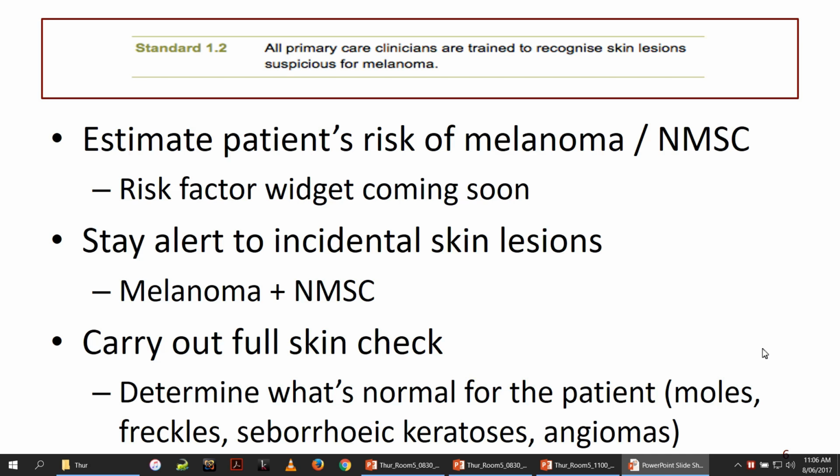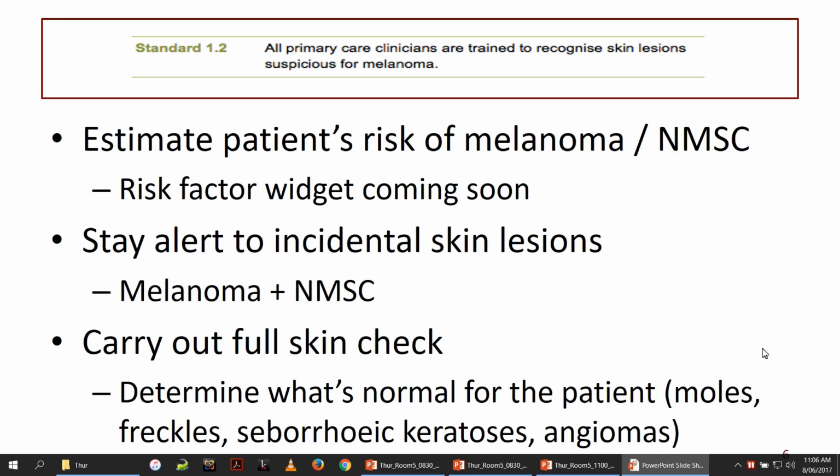And there is a new risk factor widget. Actually, I think the 'coming soon' notice is out of date. I believe BPAC, if those of you who have BPAC for referrals, already has this risk factor tool incorporated into it. And it's very helpful for determining whether your patient needs to be followed up, if they haven't had a melanoma, because the risk factor widget does not work if you've already had a melanoma.